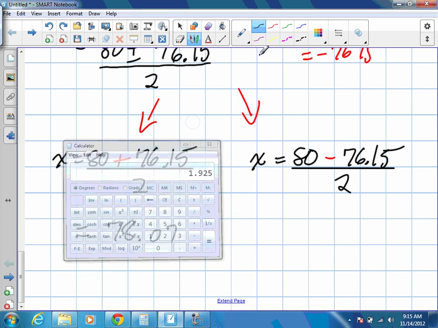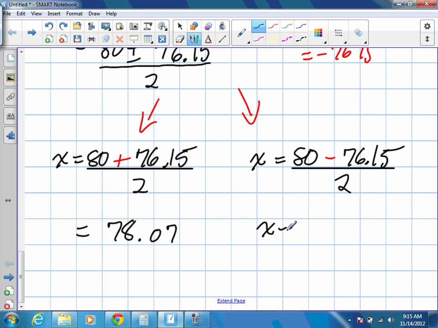What did it say it was? 1.925. I just need to remember that. Okay, so we have 2 answers here, both positive. Technically, logically, I can take away 78 meters or I can take away 1.9 meters. Let's go back up. When we compare this to what needs to be done above, only one of these is going to make sense.